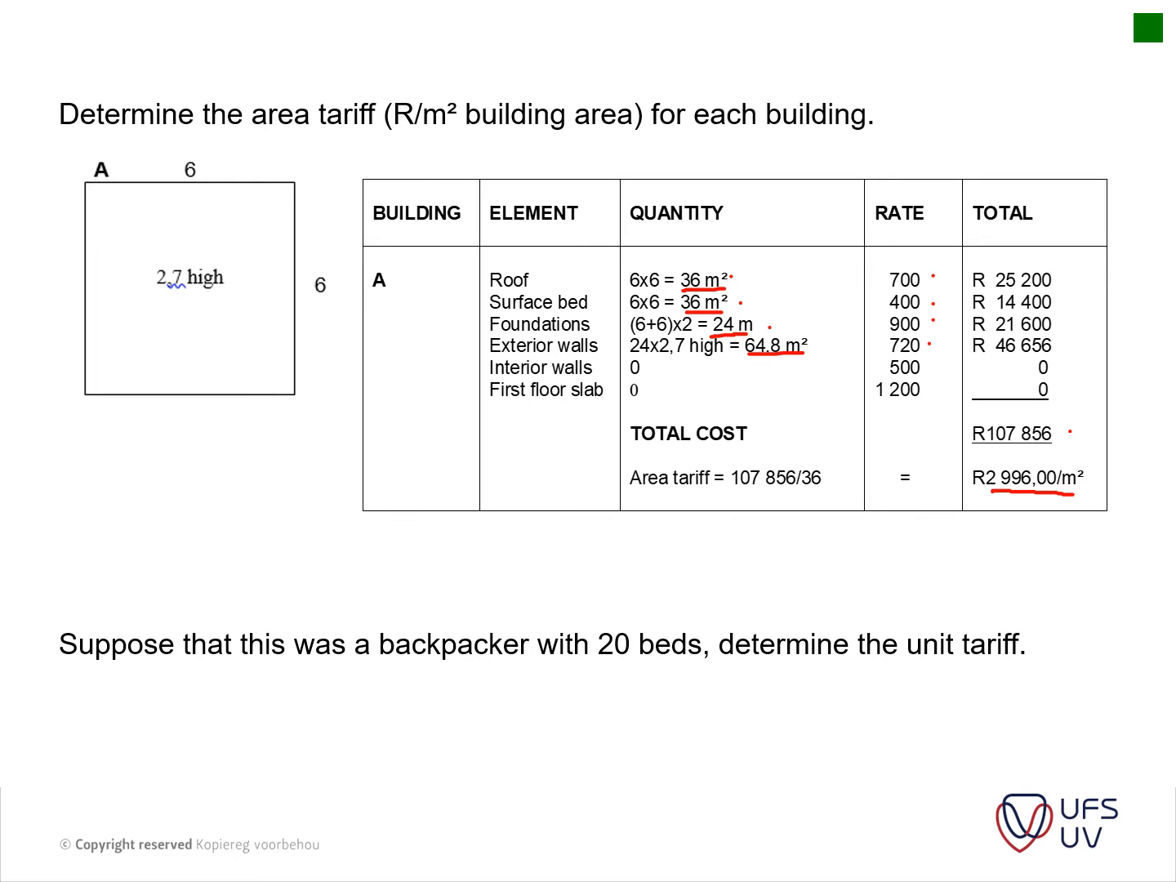Now suppose that this was a backpacker with 20 beds. Determine the unit area. I've just put in some examples here to explain the rest of the methods of calculating your unit rates and your cube method and so on. So let's go to the next slide. Here you've got your beds and your total cost for that building. Very simple, you just divide it by 20. So you've got 20 beds, or a rate of 5,392 and 80 cents per bed. Whenever you're planning a new building for a backpacker, you will use this rate to calculate a very basic cost for the new building.